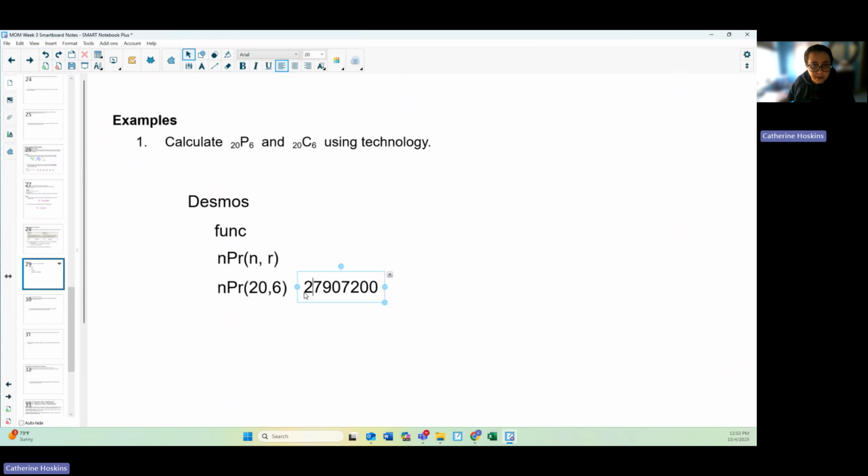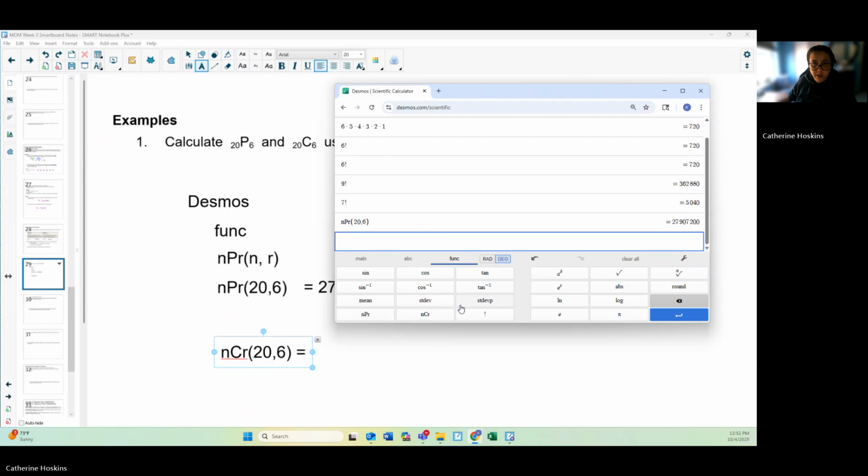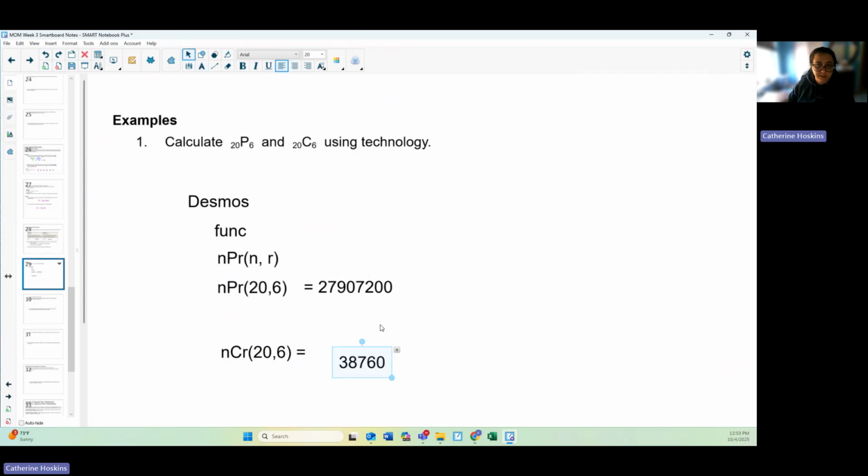Let's now do the same thing for NCR, or our combinations. So I'm now going to say in Desmos, NCR, parentheses, 20, comma, 6. Let's bring up Desmos, NCR, 20, comma, 6, close that parentheses, and I get 38,760.